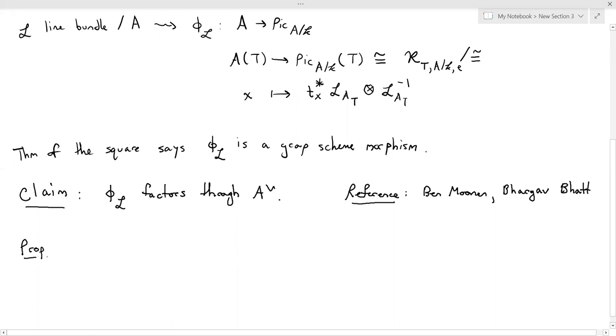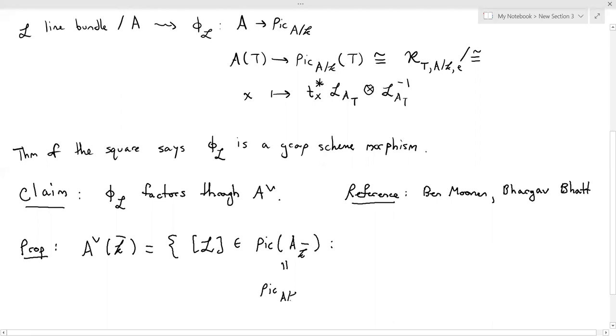So a proposition which will follow from things we do today, but I won't get to the proof of, is that we can describe the k-bar points of the dual using phi sub L. We can identify the k-bar points of the dual as the isomorphism classes living in the Picard group on a base change to k-bar. This is us thinking of the Picard scheme and its k-bar points. And it's precisely the isomorphism classes of line bundles such that phi sub L vanishes. So this is a useful thing to know.